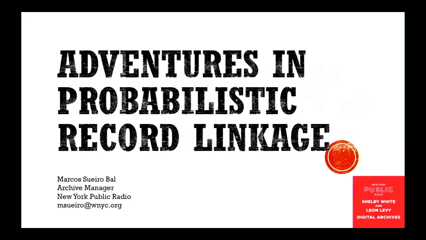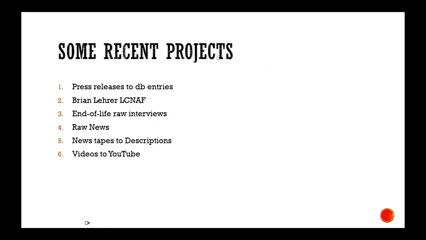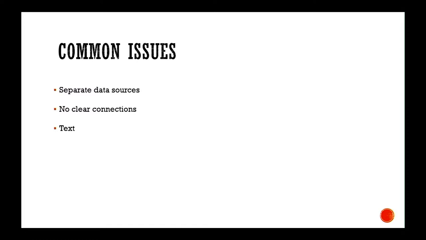We're going to talk about probabilistic record linkage, which is a mouthful, but it actually is not as bad as it sounds. Some of the recent projects that we've been working on at the station are the ones listed here, and they usually involve merging two data sets, and we'll go through these in more detail. The common issues among all of these projects are that we have two separate data sources, there are no clear connections between them, and many times we've had to rely on text in order to infer certain connections.